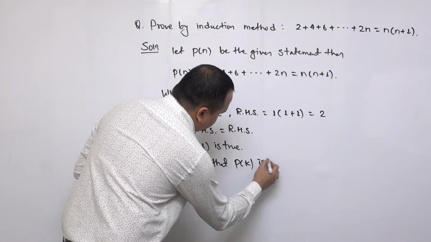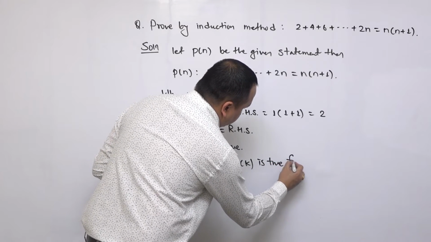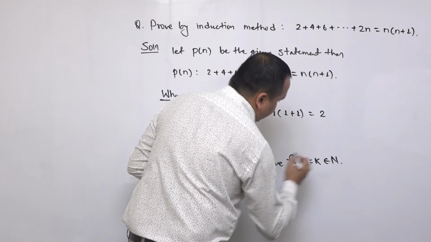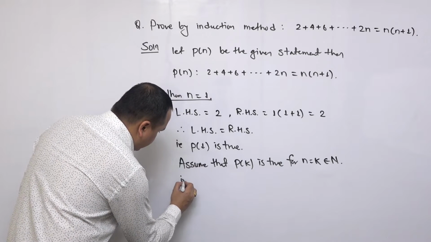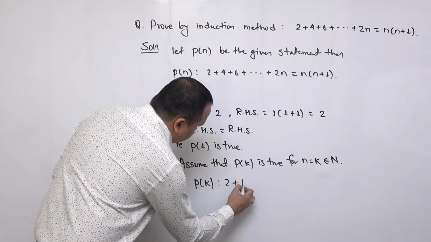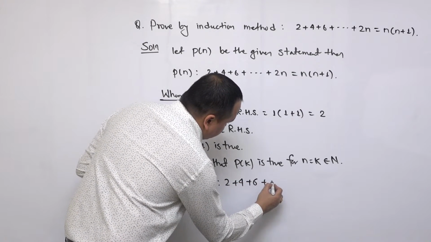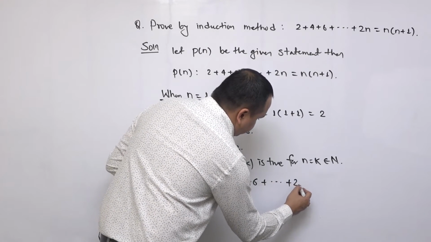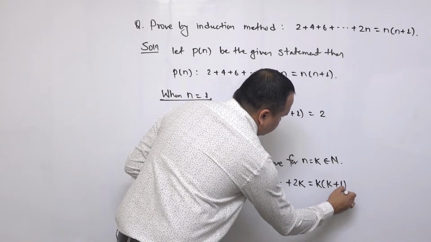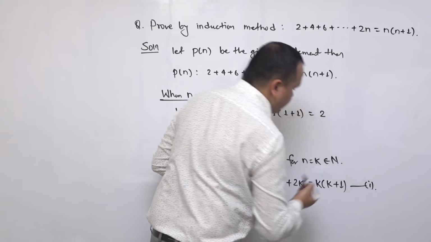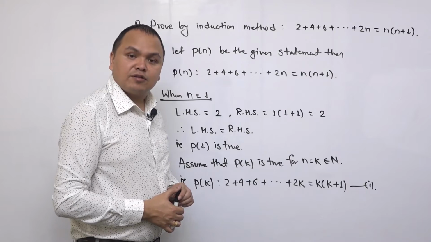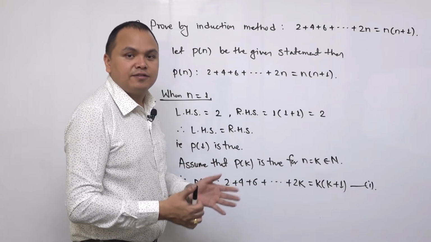Assume that Pk is true for n is equal to k belongs to n. That is, Pk such that 2 plus 4 plus 6 plus ... plus 2k is equal to k times k plus 1. Equation I. Now we shall show that Pk plus 1 is true whenever Pk is true.